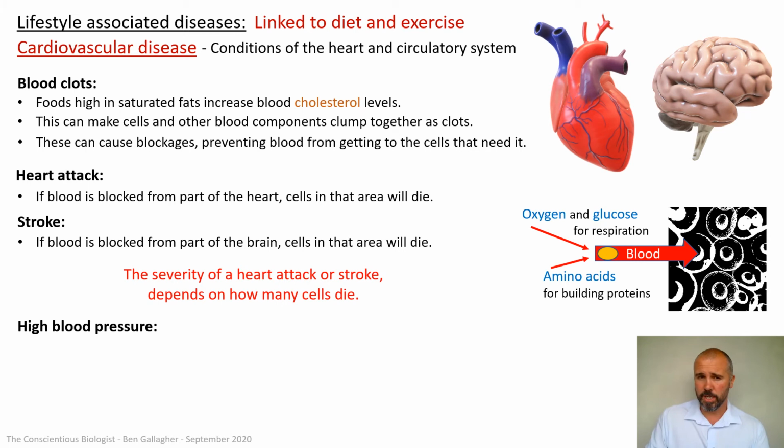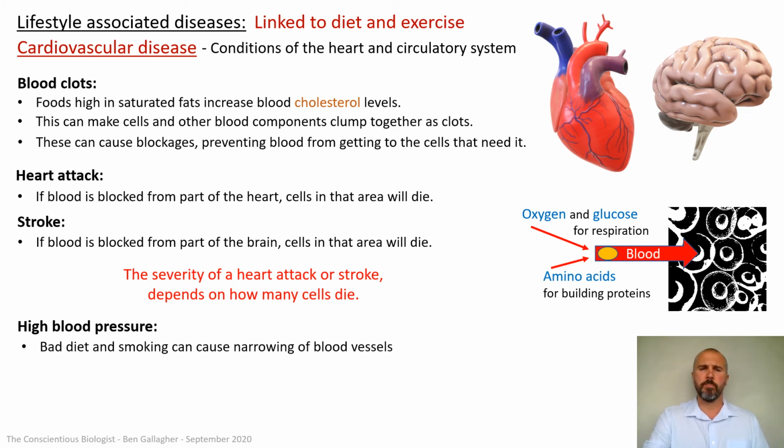This is high blood pressure. This is a massive risk factor for so many things. Okay, it's a really dangerous thing to have high blood pressure. And high blood pressure can be caused by a bad diet and smoking, as well as particularly bad. They can cause narrowing of the blood vessels. So your blood vessels literally shrink in, so there's less space inside them. You decrease the volume of space in all your blood vessels.